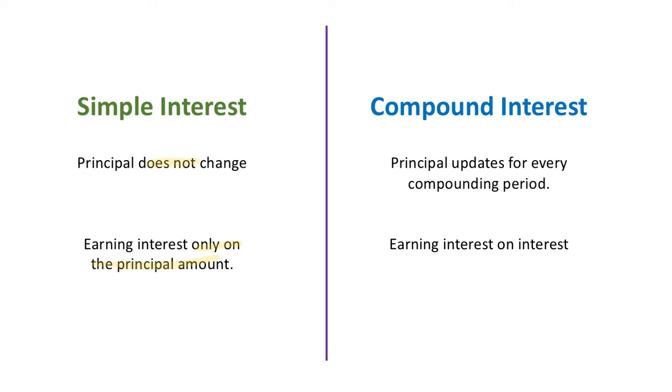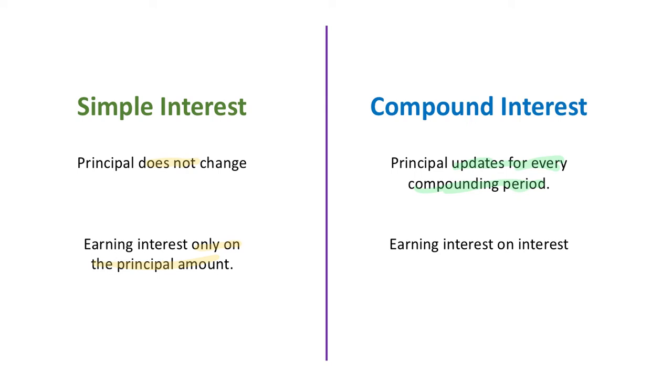For compound interest, the principal is actually updating for every compounding period. So if we are compounding annually at the start of each year, that principal amount is being updated, and you're then going to be earning interest on that updated principal amount. And it's being updated to include the previous interest that has already been earned. So if it's compounding monthly, the principal balance is being updated at the start of every month to include the previous month's interest.